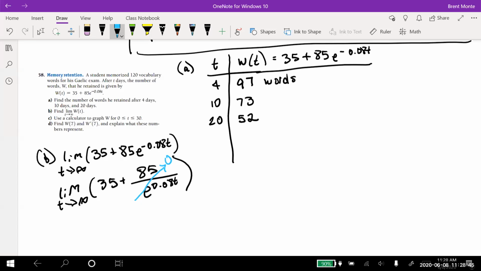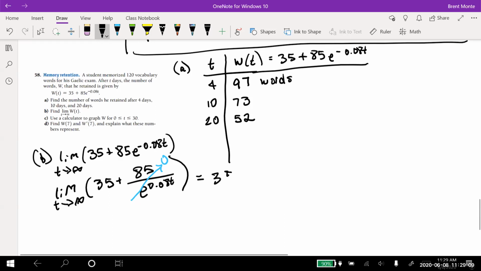And if you want to do a little chart out to the side where you do t getting bigger and bigger and see what happens to 85 divided by e to the 0.08t, go ahead and do that. And you'll see that that goes to 0. But we've seen that in other lectures, so I'm not going to use the time to do that. But then notice all you have left is the 35. And there's no t there, so it doesn't matter what t's doing. 35 stays 35, and that's actually my limit.